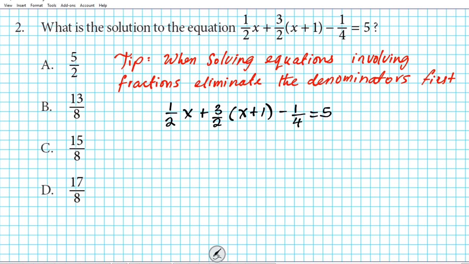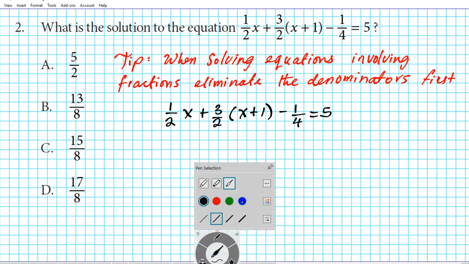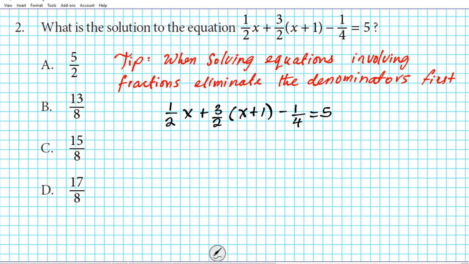In this particular problem, we have 3 denominators: 2, 2, and 4. The goal is to eliminate those denominators in one step. How do we accomplish that?